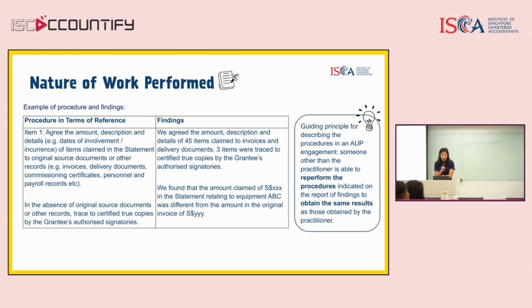Over here, in the example, we agreed the amount, description and details of 45 items claimed to invoices and delivery documents. There are 3 that have no original source document. We agreed to the certified true copies, so we mention it here. And then the last part, there is a difference noted because basically A cannot agree to B, so it's been highlighted here.